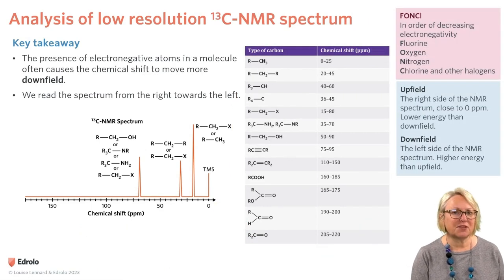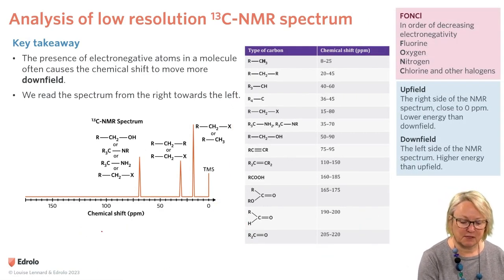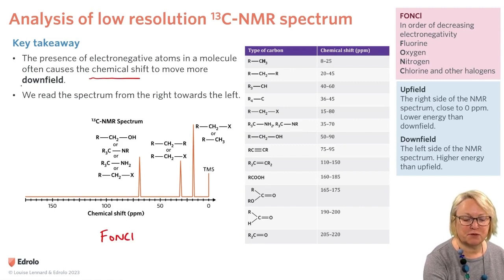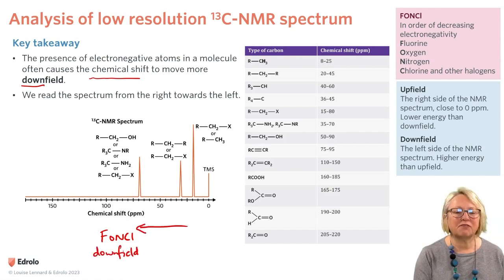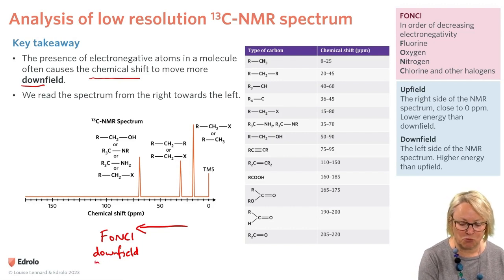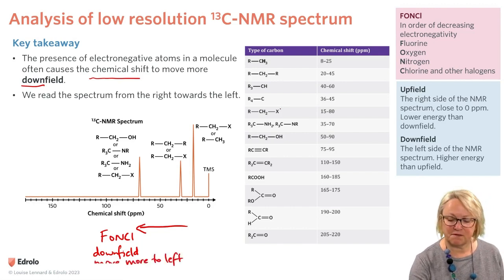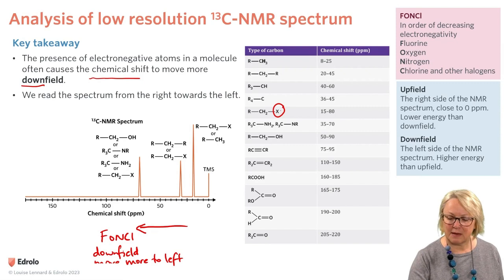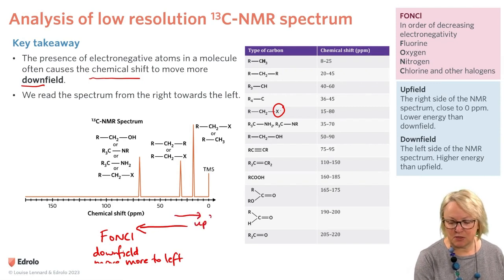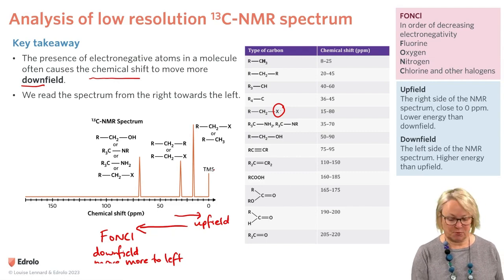Okay, as I just said, the presence of any of the FON-Cl atoms often causes the chemical shift to move downfield. Now, by downfield we mean towards the left. If we shift a chemical shift downfield, it means we move more to the left. So the presence of FON-Cl or halogens will actually shift the chemical shift further downfield. Upfield means closest to TMS, which is our calibration point.